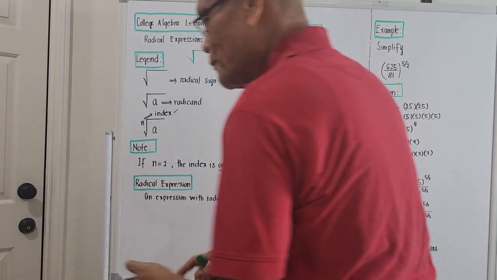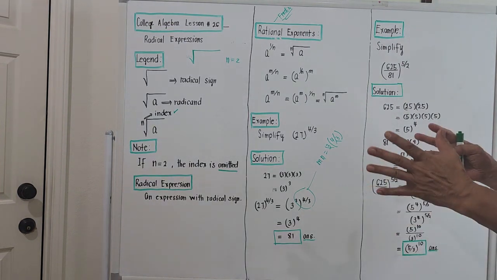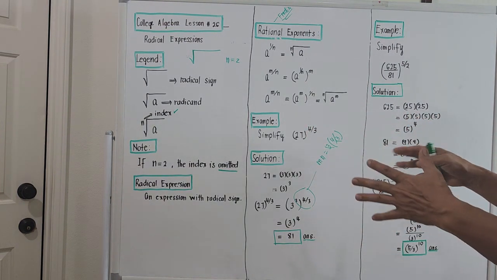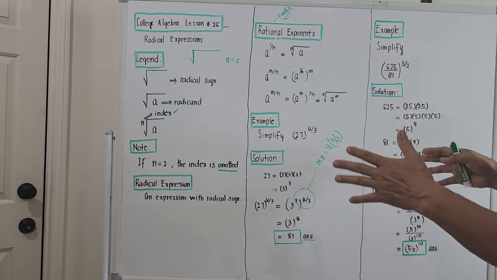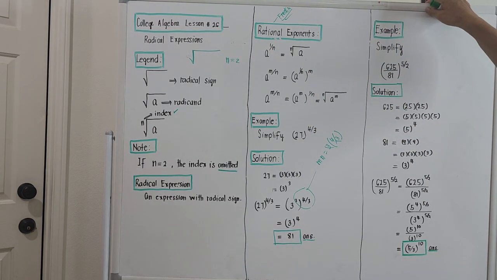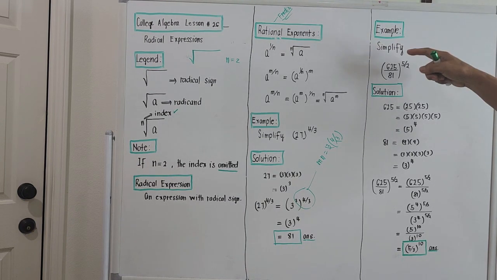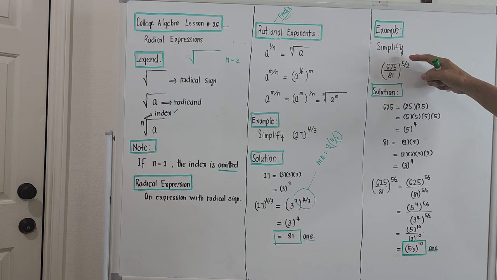Okay, last example for this morning. This first part is an easy one, but the next discussion is still under radical discussion. It will be another topic, okay? Our last example for this morning: simplify the given radical expression, the ratio 625 over 81 raised to 5 halves.